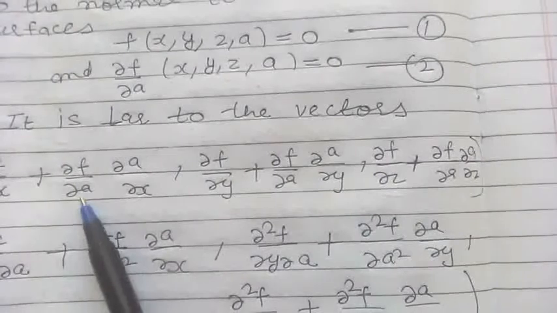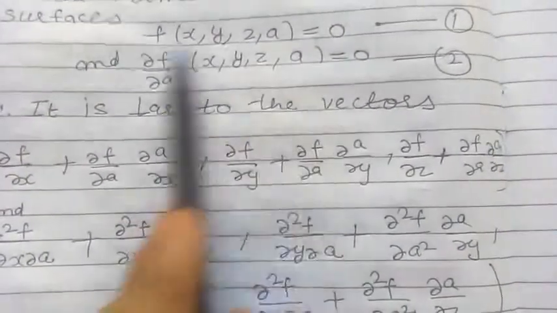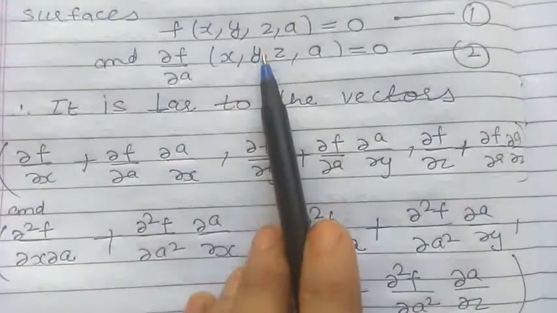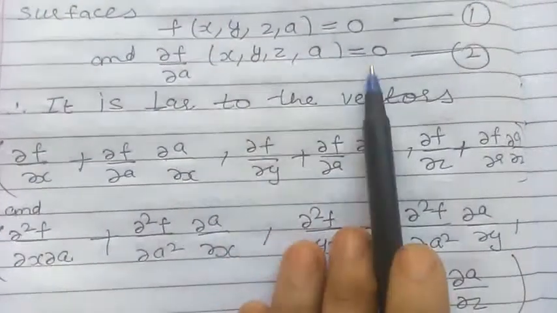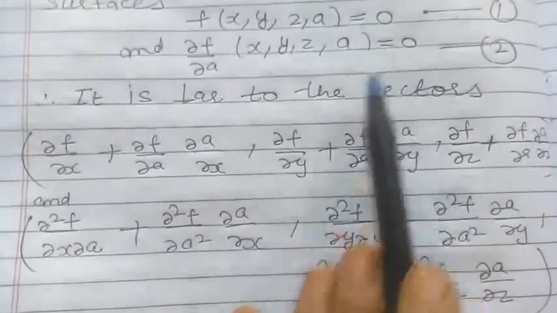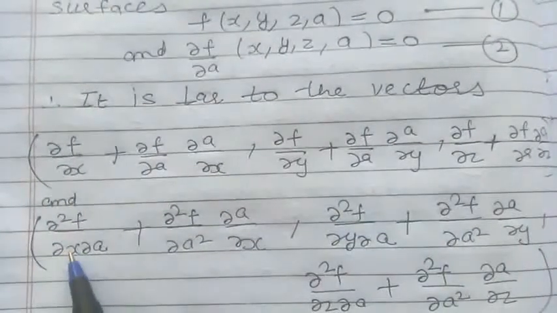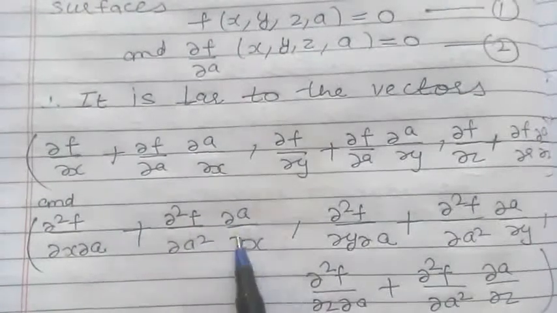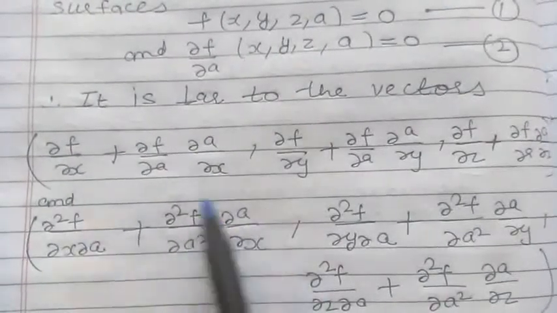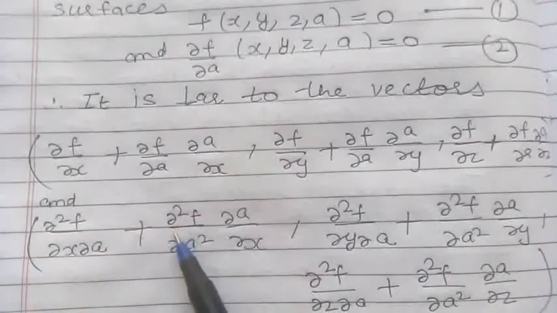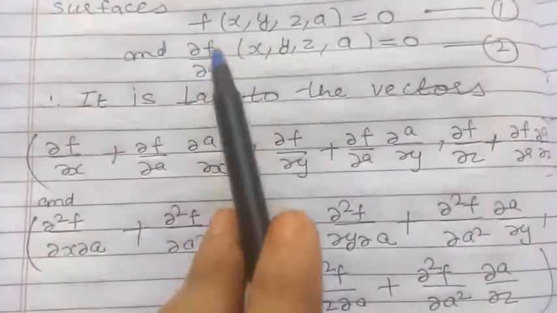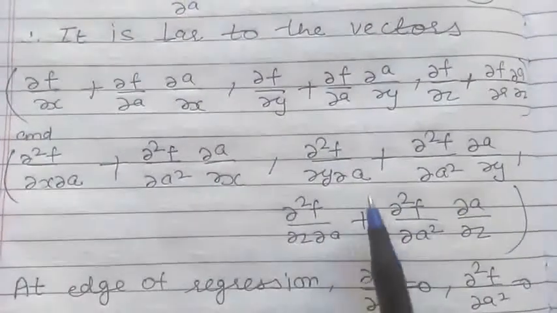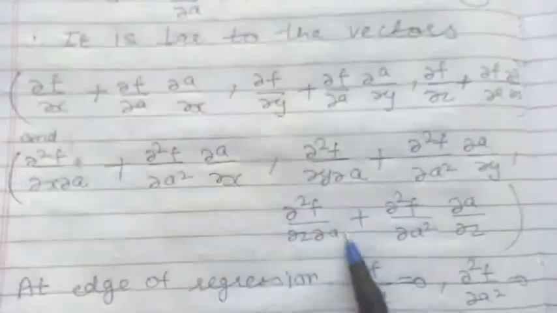Now the components of the gradient for this surface are again given by differentiating them partially with respect to x, y and z. So the partial derivative with respect to x is ∂²f/∂x∂a plus ∂²f/∂a² into ∂a/∂x. This is the partial derivative with respect to x of this expression. Now again the partial derivative of this with respect to y, and then the partial derivative of this with respect to z.